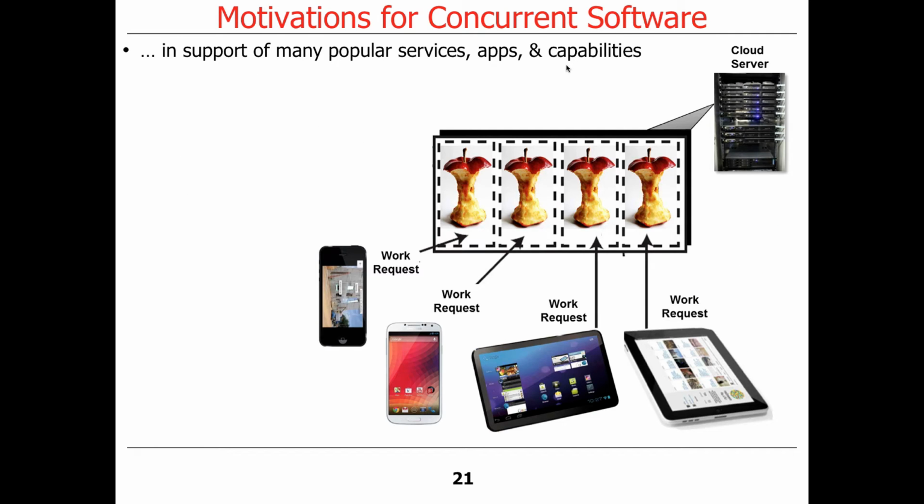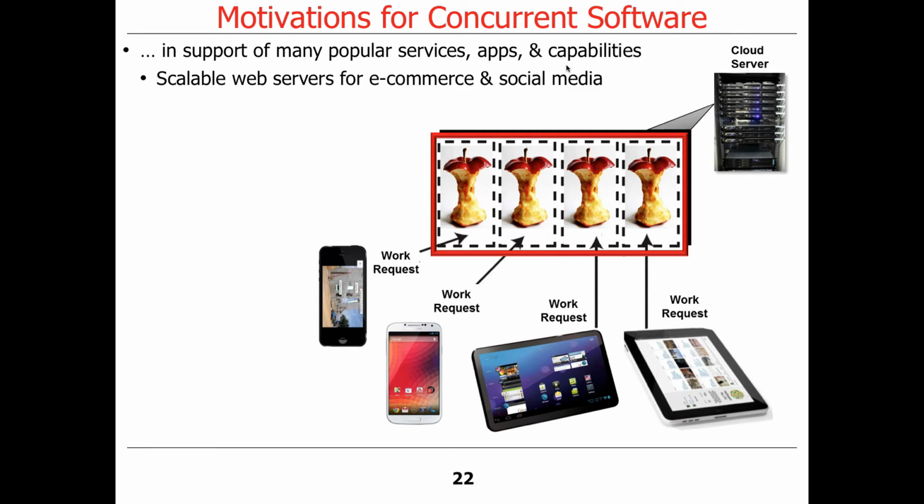And of course, the reason to leverage hardware and software advances and the reason to be able to improve these quality factors is to be able to support popular services, apps, and capabilities. That's really why we care about this stuff, right? We're doing this to solve business problems or solve application problems. So we might want to be able to build scalable web servers in support of e-commerce or social media where you have thousands or millions of users, and we want to be able to make them scale up. So that might be a performance motivation.